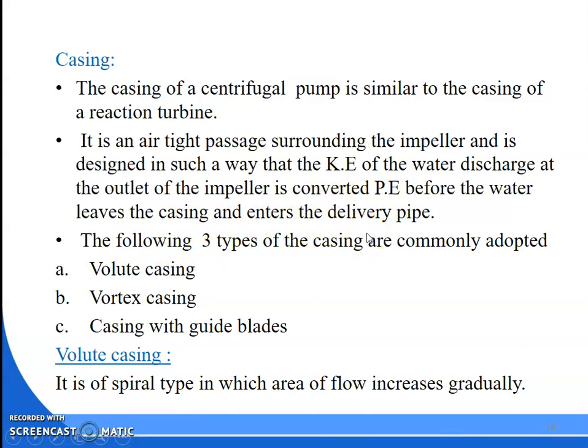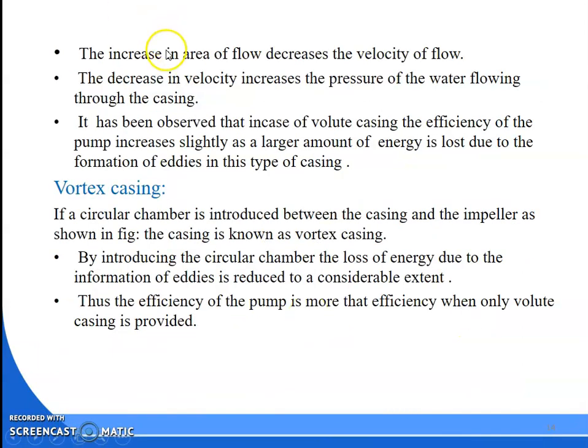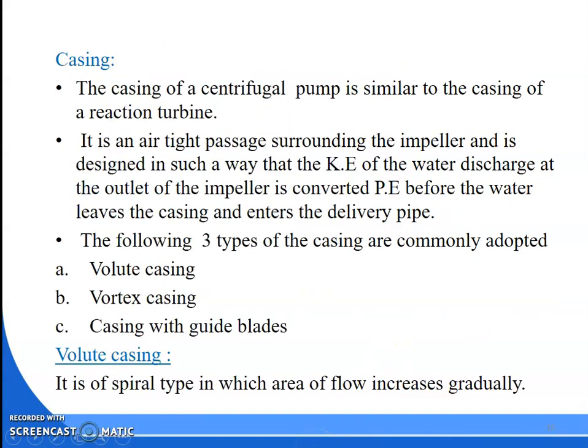Okay. From the delivery pipe, what do we need? We need high pressure. So if the kinetic energy is high, the pressure energy will be lower. So the kinetic energy will be converted to pressure energy when the water passes through the casing. And there are three types of casing, that is volute casing, vortex casing and casing with guide vane, that we will discuss. What is volute casing? It is a spiral type in which the area of the flow increases gradually. Okay, from inlet to outlet the area of the flow gradually increases.